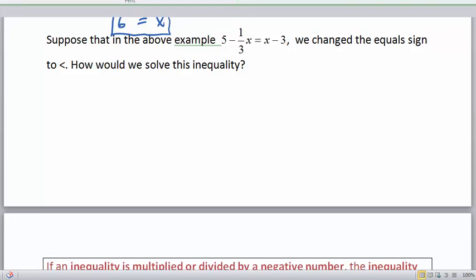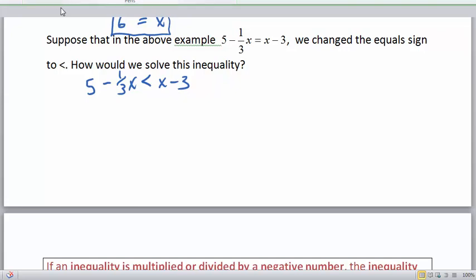Alright. Now suppose that instead of being an equation here, this was actually an inequality. If that equals sign was actually less than, how would I solve this? Well, I could solve it the same way, but what I'm going to do here actually is something slightly different.